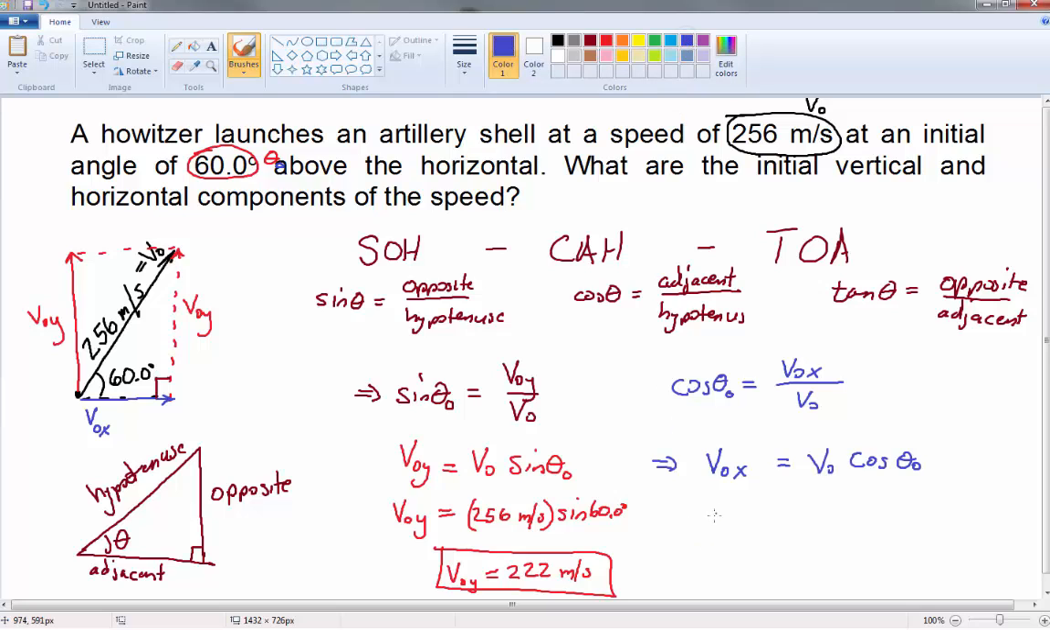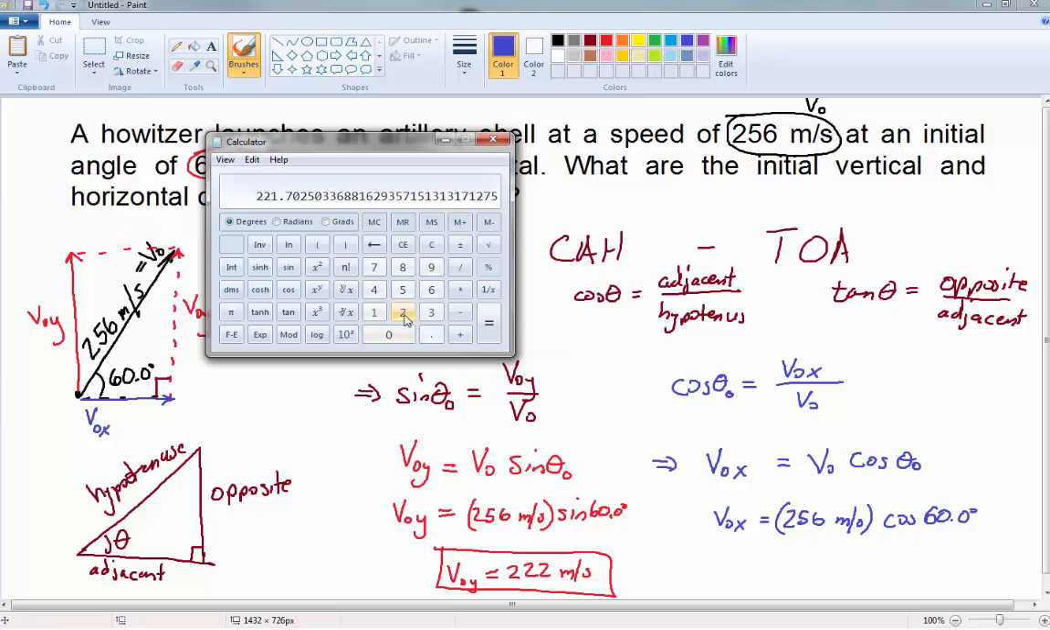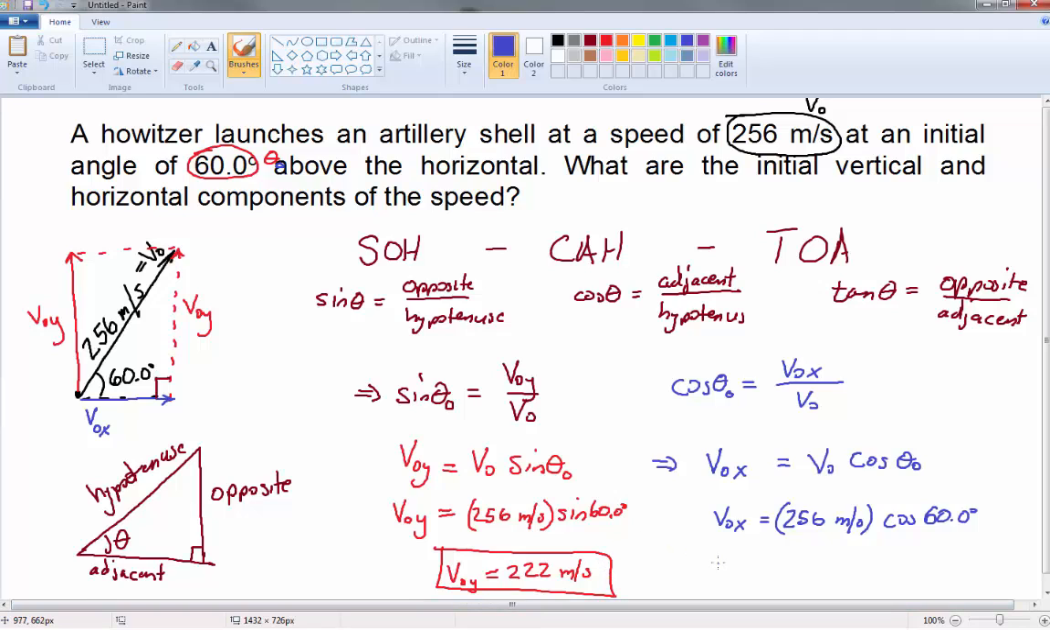So in the x direction, we do similar. So v0x is 256 meters per second times the cosine of 60.0 degrees. Now, the cosine of 60 is actually a half, but if you don't happen to have that memorized, for example, you've forgotten the unit circle and how it works, you can, of course, pull open the calculator and do it. So there it is. Cosine of 60 is a half. That times 256 is 128. So your x component, v0x, is equal to 128 meters per second.